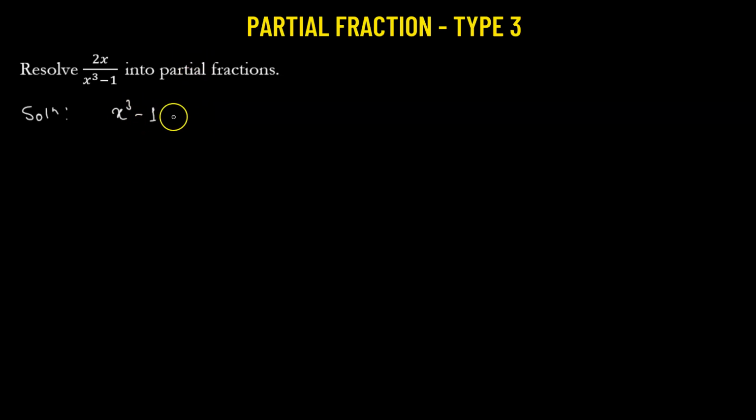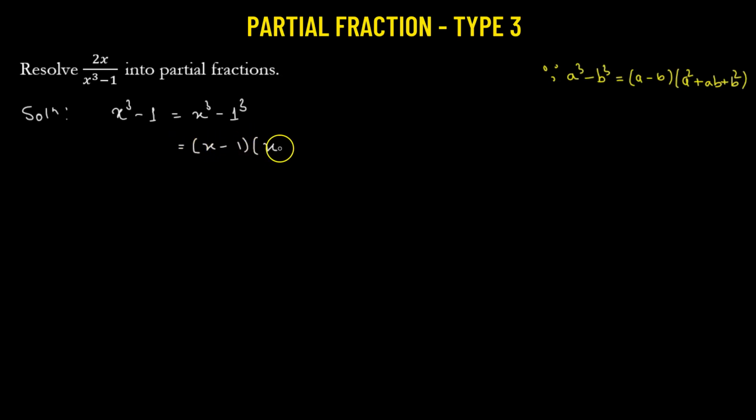Now what we can do is rewrite x cubed minus 1 as x cubed minus 1 cube. This is done so that we have a difference of cubes. Whenever we have a difference of cubes, a cube minus b cube, it can be expanded as a minus b multiplied by a squared plus ab plus b squared. In our case, we have x cubed minus 1 cube, so a corresponds to x and b corresponds to 1. If we expand this, it is the product of x minus 1 multiplied by x squared plus x plus 1.